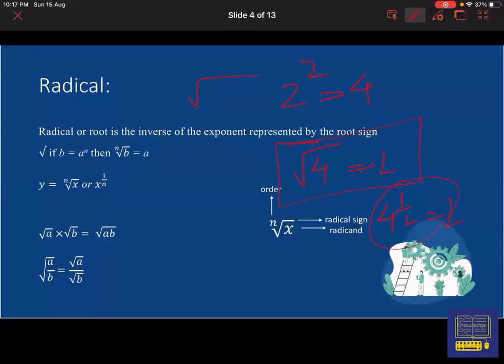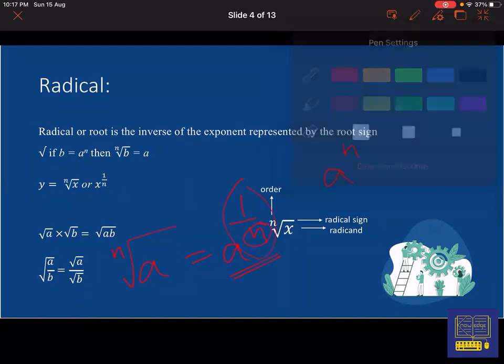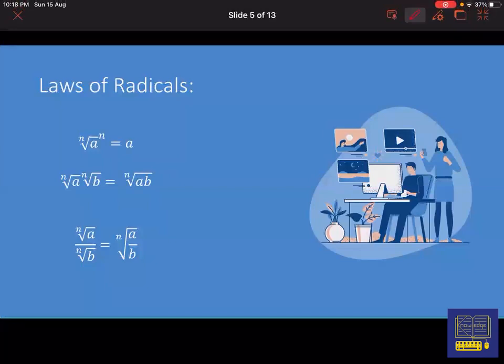So what we've done here is that if you have, let's say, a random number a, and the root of a, and this is n, then this can be written as a to the power of 1 by n. Whereas if you had the exponent, then you'd be writing it as a to the power of n. But over here, because it's the radical, you write 1 by n. So it's in the denominator. So these are some laws of radicals.